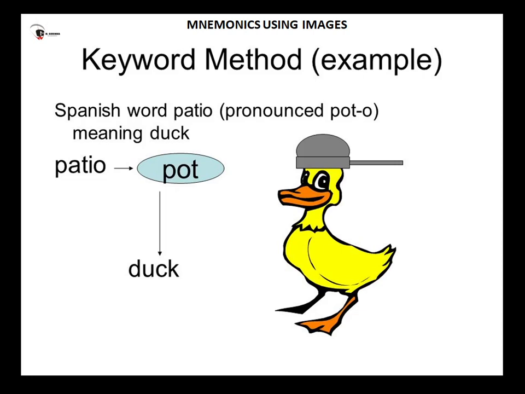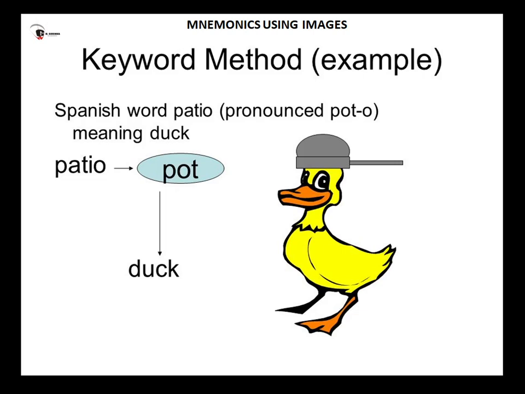Now you really want to learn this new word peto. So you look for a similar kind of word in English with which you can identify the Spanish word peto. In English, any word closer to peto, let's say pot, is close enough. So I'm going to make pot, this English word, my keyword. Pot becomes my keyword, and peto, the Spanish word for duck, is the word of the foreign language which I wish to learn.